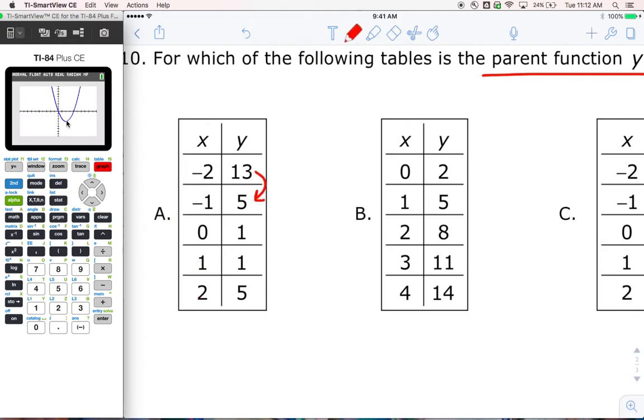Let's see here. To get from 13 to 5, I subtract 8. From 5 to 1, I subtract 4. From 1 to 1, I don't do anything. And from 1 to 5, I add 4. Now, obviously, since these are not matching, this is not linear. But we still don't know if it's quadratic.